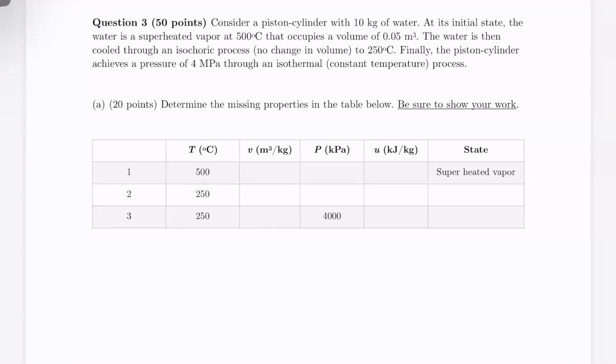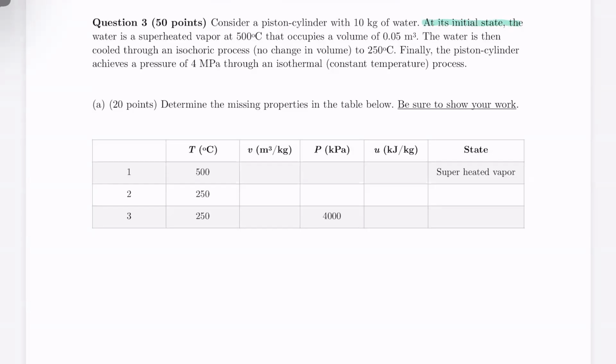We have a piston cylinder with 10 kilograms of water in it. At its initial state, the water is superheated at 500 degrees C and it occupies a volume of 0.05 meters cubed. The water is then cooled through an isochoric process, so no change in volume, to 250 degrees C. And then finally, the piston cylinder achieves a pressure of 4 MPa through an isothermal process, so a constant temperature process. Okay, I am going to mark this up with a few things.